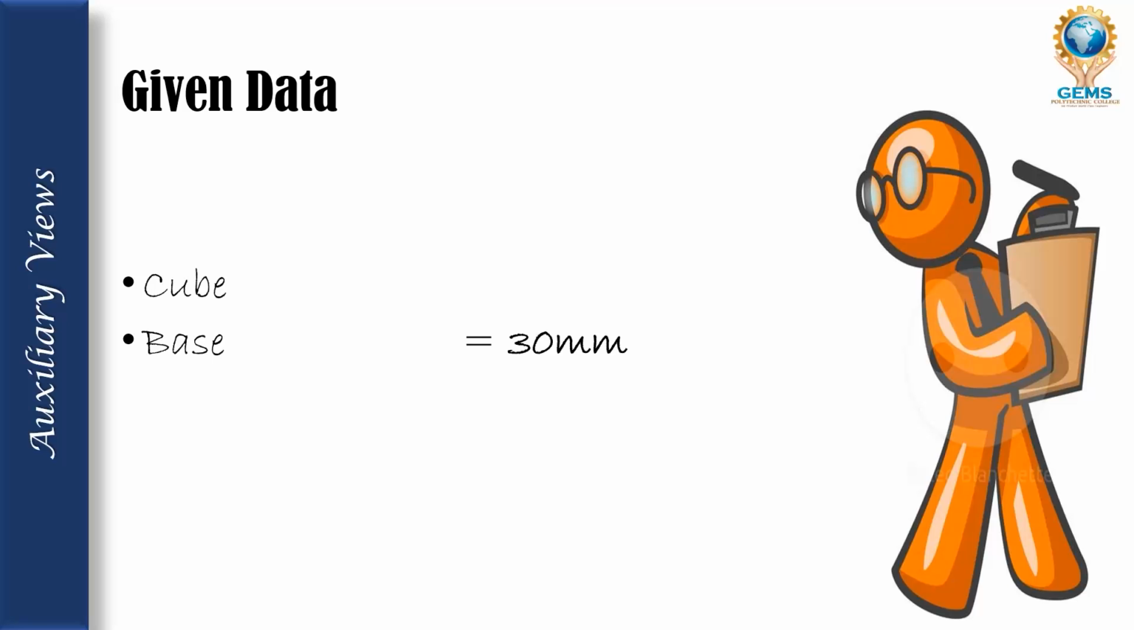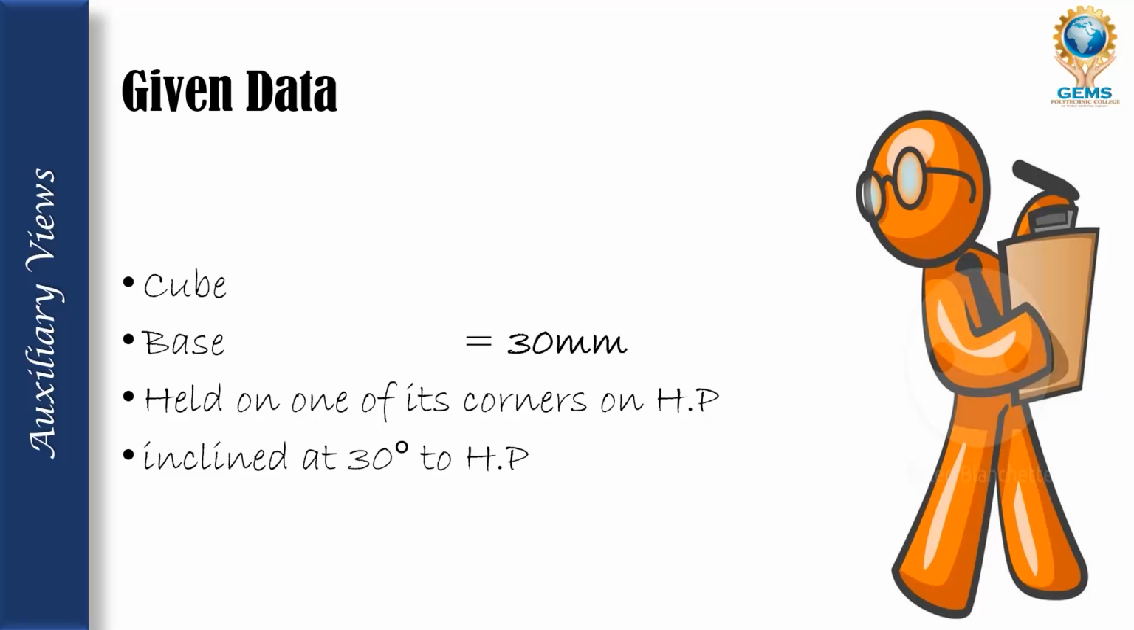Okay, so the base or side length is 30 mm, and one of the edges is held on one of its corners on HP in the top view. Okay, so we are going to draw the cube. The corner which touches must be looking at the HP, and we have to draw the cube in the top view. And the next point is inclined at 30 degrees to HP. So the auxiliary inclined plane, the plane is inclined 30 degrees.